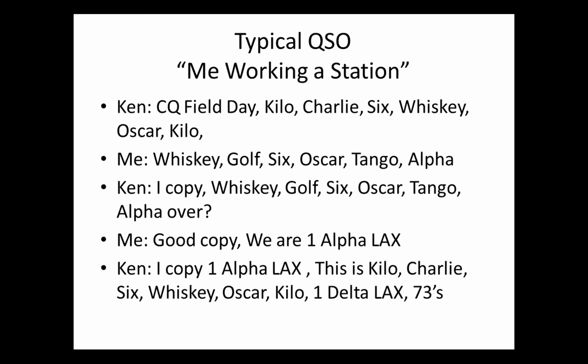I need to break through the pile-up, get my call sign out there, Whiskey Golf 6 Oscar Tango Alpha, and just keep trying until he acknowledges me. Once he acknowledges me, if he ever acknowledges me, then I already have his information. All I need to do is make sure that he can copy mine. So then I'm going to tell him, hey, we're 1 Alpha LAX. Once he gets my 1 Alpha LAX, and I know that he's got a good copy, he's going to come back with his information, but I already got it. 73s and good to go. And that's the end of the QSO.